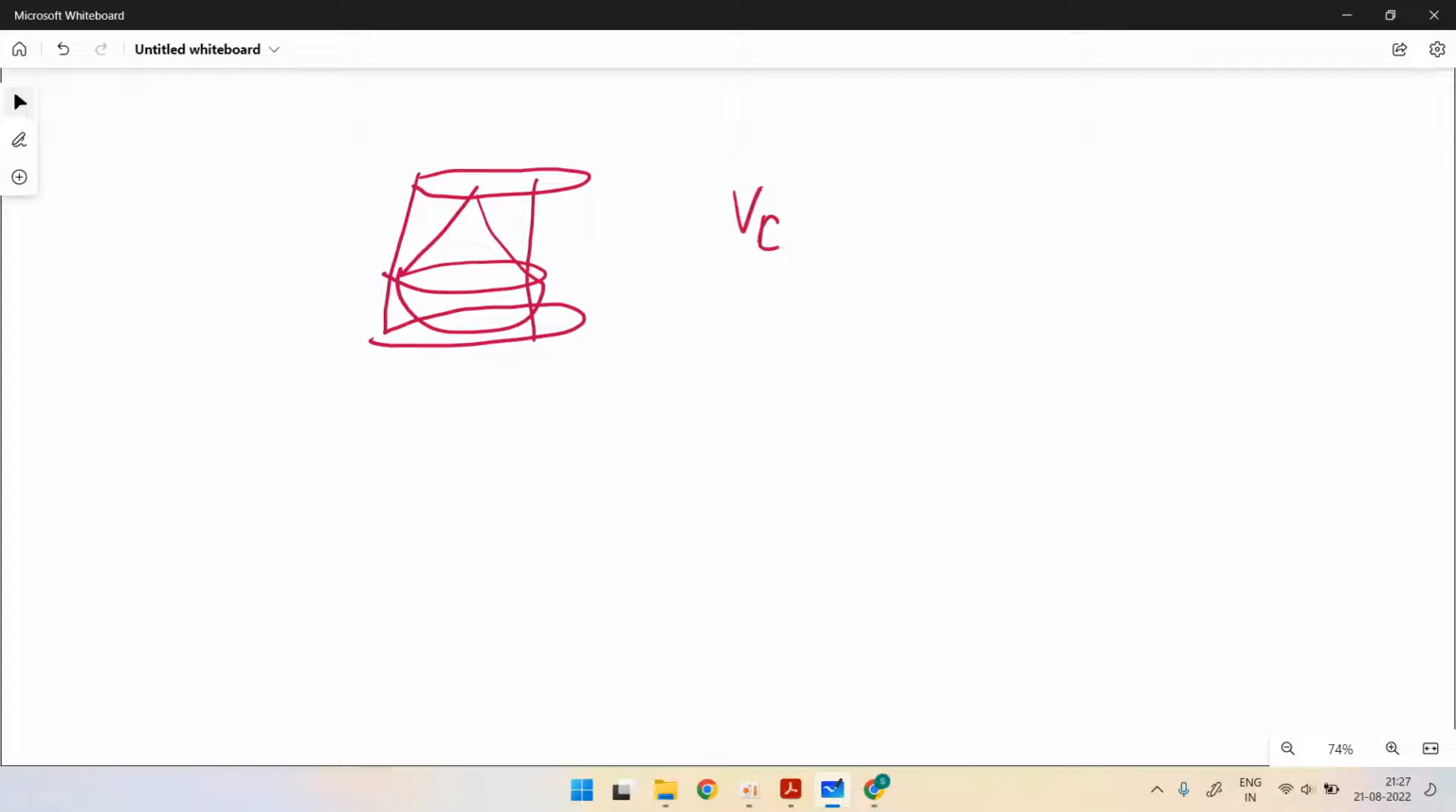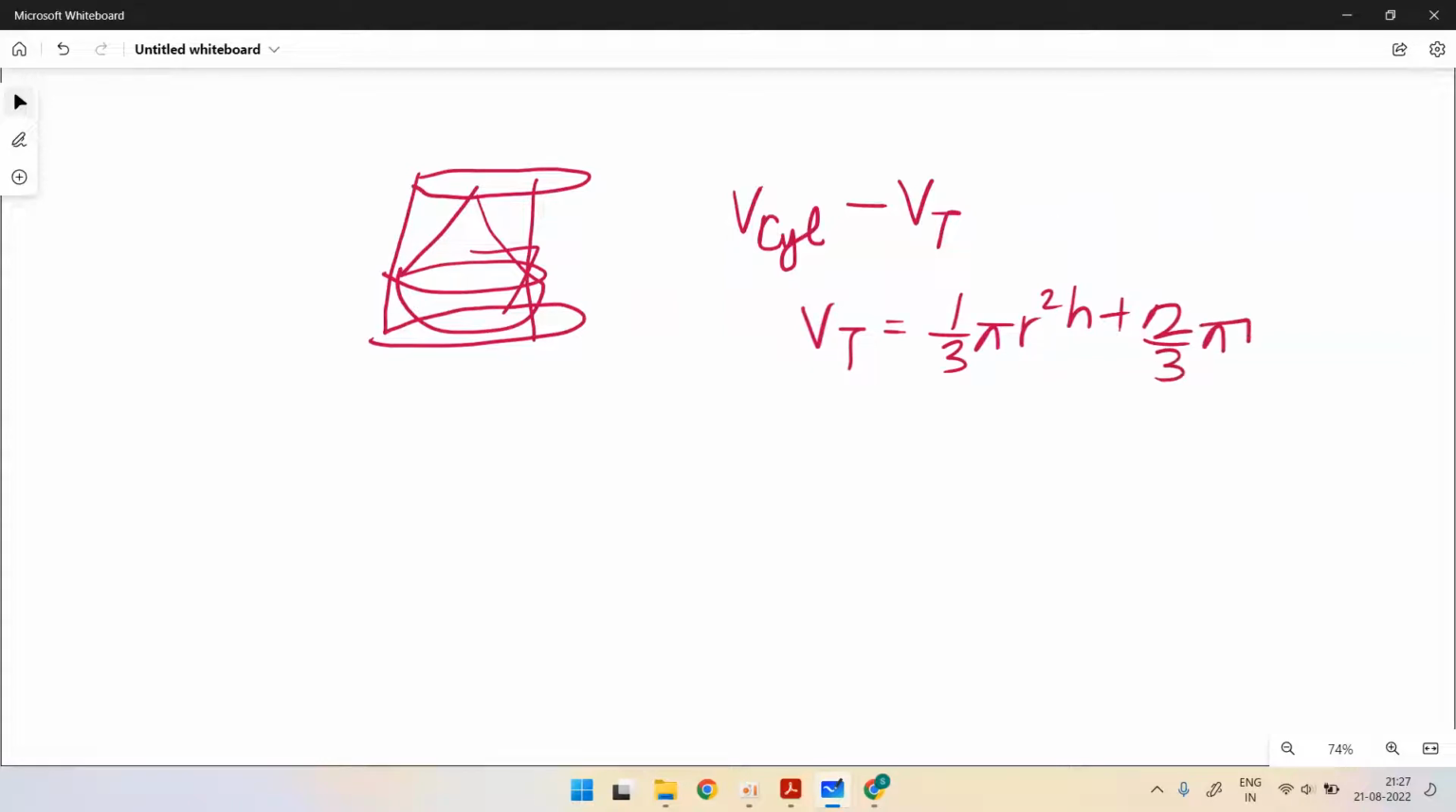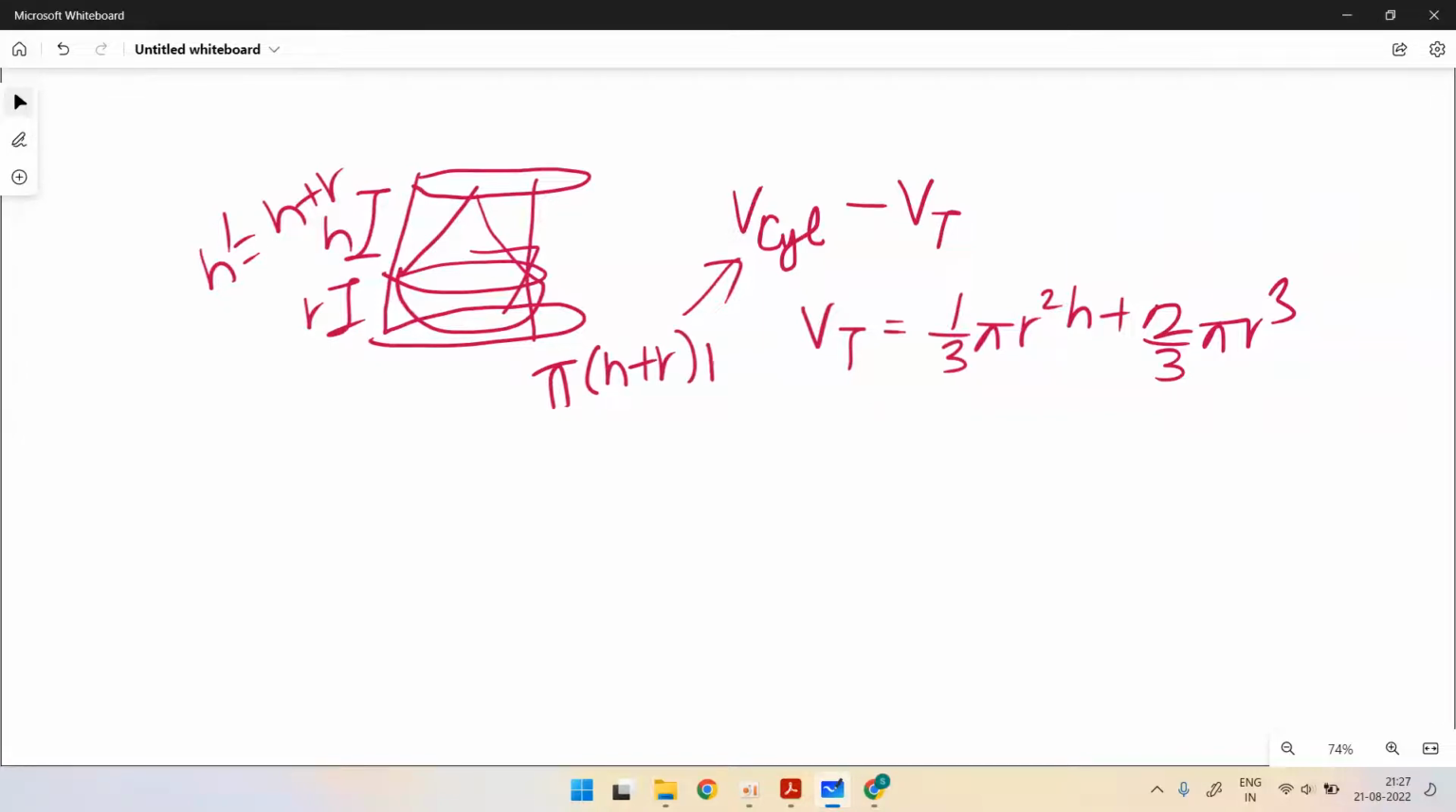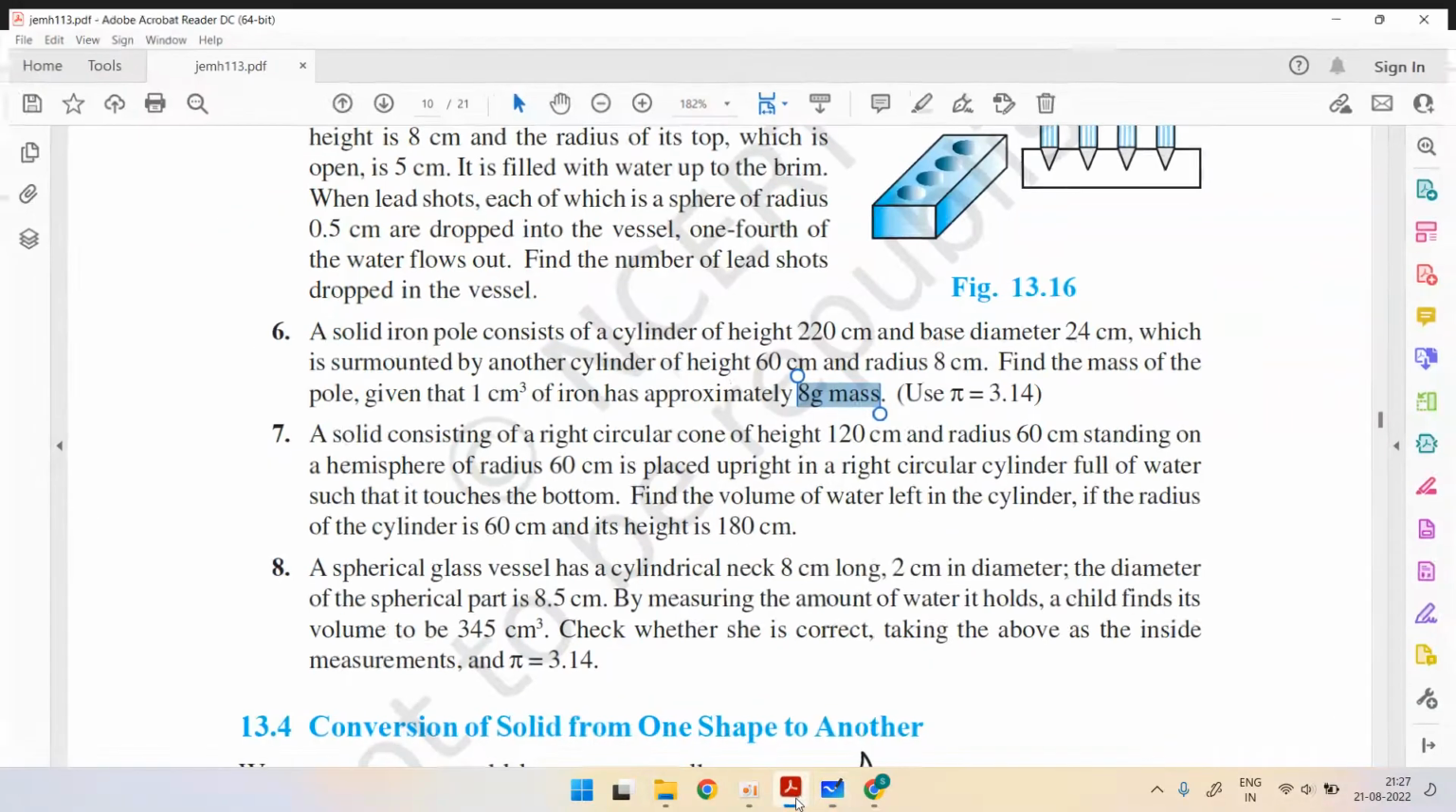Volume of water left is volume of cylinder minus volume of toy. This is a toy. Volume of toy is, you know, 1 by 3 pi r square h plus 2 by 3 pi r cube. Value of the cylinder is given as: this is h, this is r, and h dash will be h plus r. So pi r square h dash minus this. Put the values, get the answer. As simple as that.